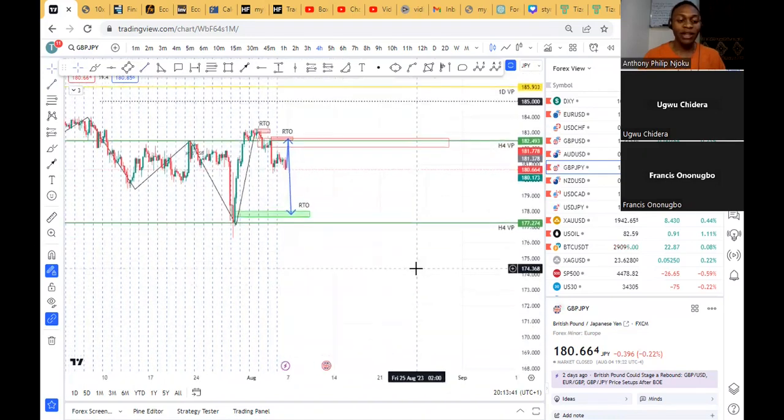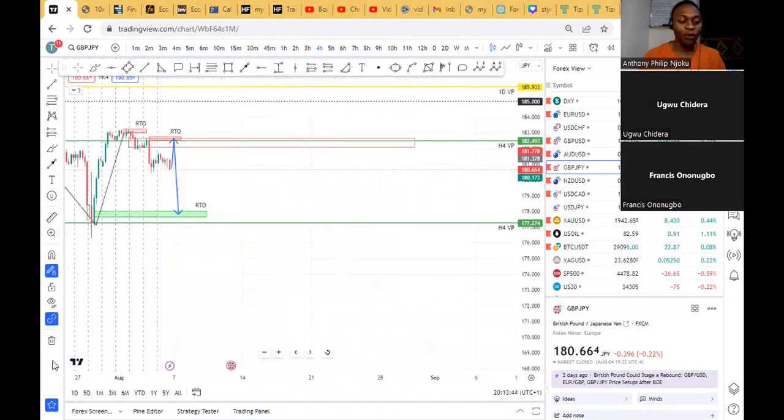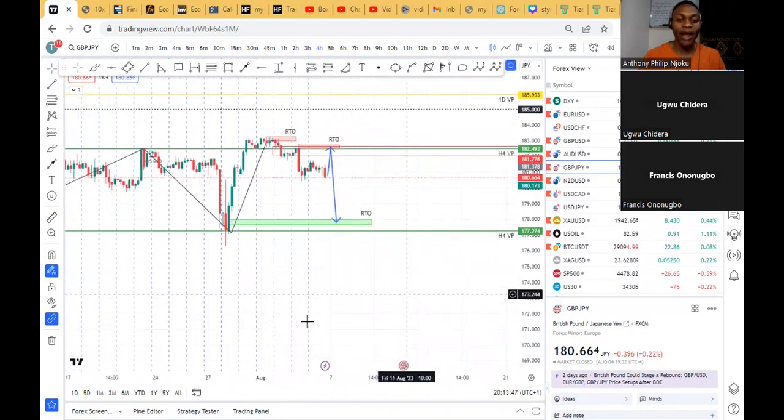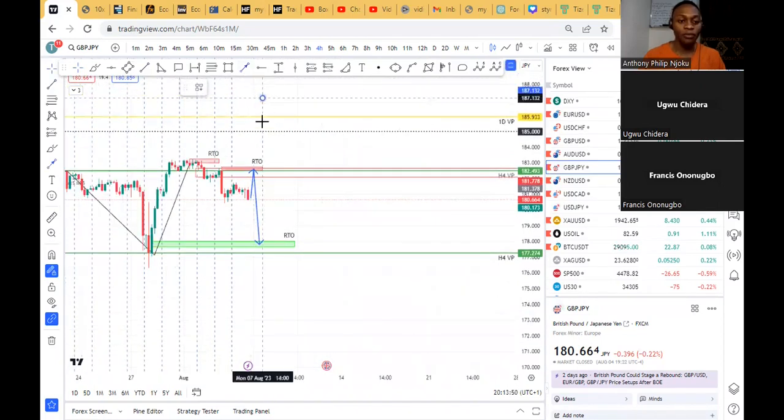I already marked out a point I'm watching out for on GBP-JPY, and this is the point I'm watching out for. Over here, the return to origin. When the market returns to this origin, that's when I'm looking for my sell setups down into this level. So this is what I'll be watching out for.